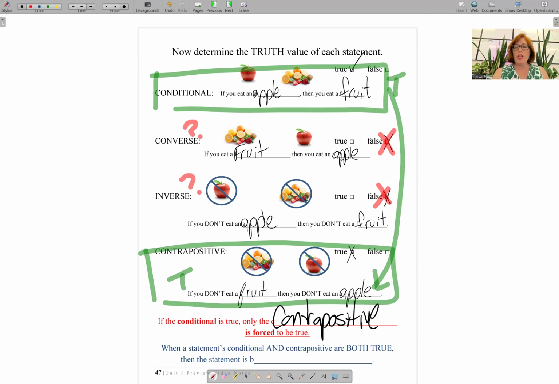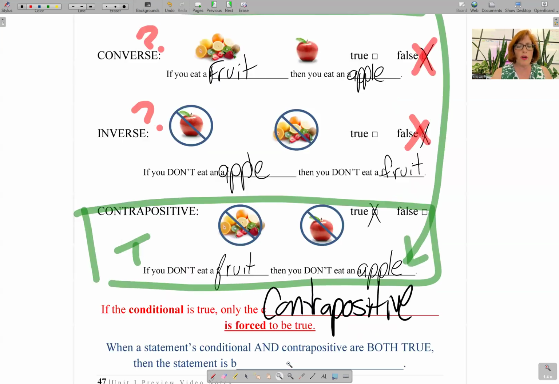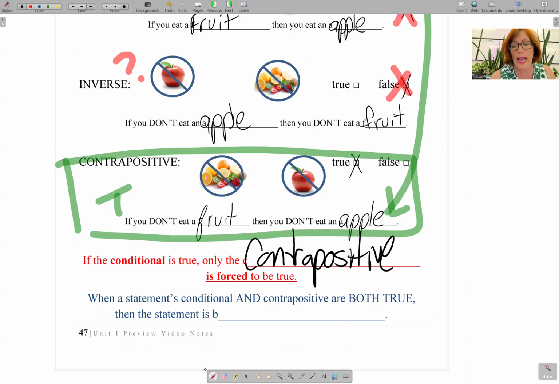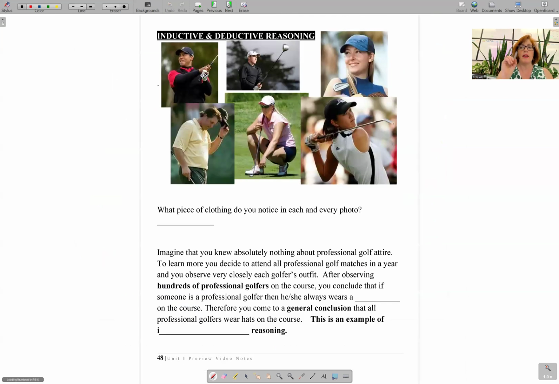Now, there is an exception, another rule, that says when a statement's conditional and converse are both true, then the statement is called biconditional. And we will talk about biconditional statements in class. Most of geometry concepts are biconditional. So the law of contrapositive is one of your first logic laws.